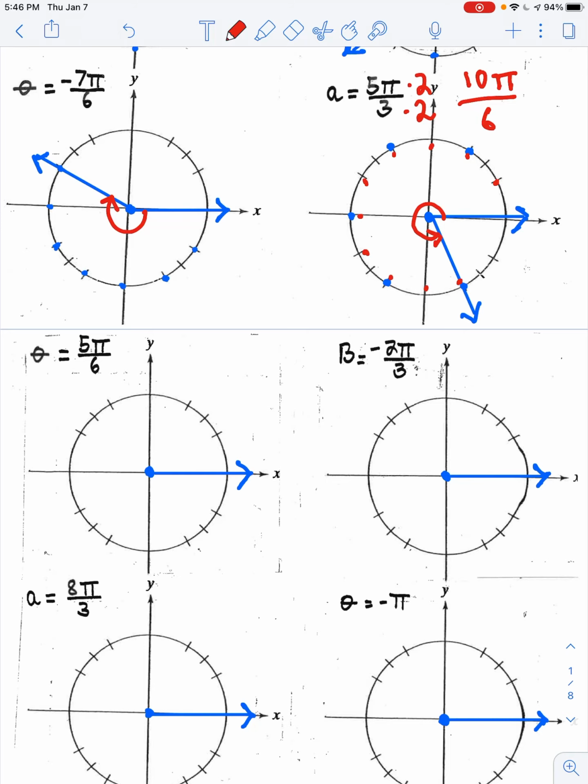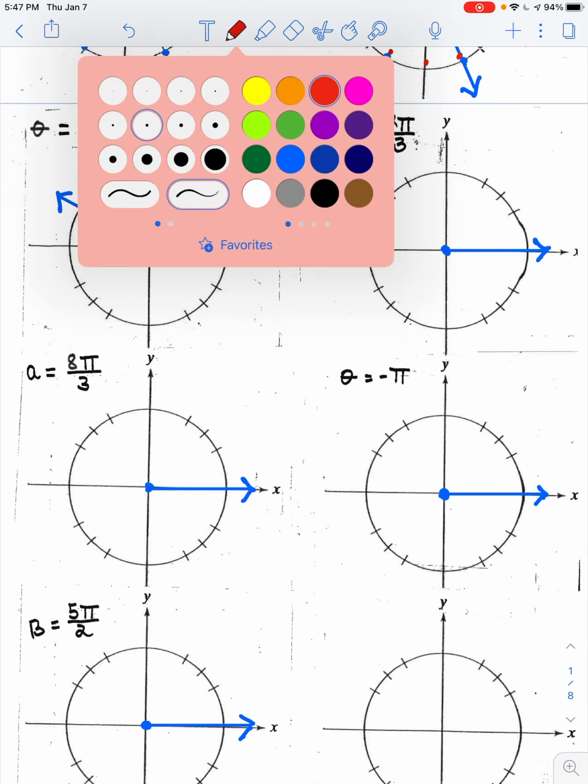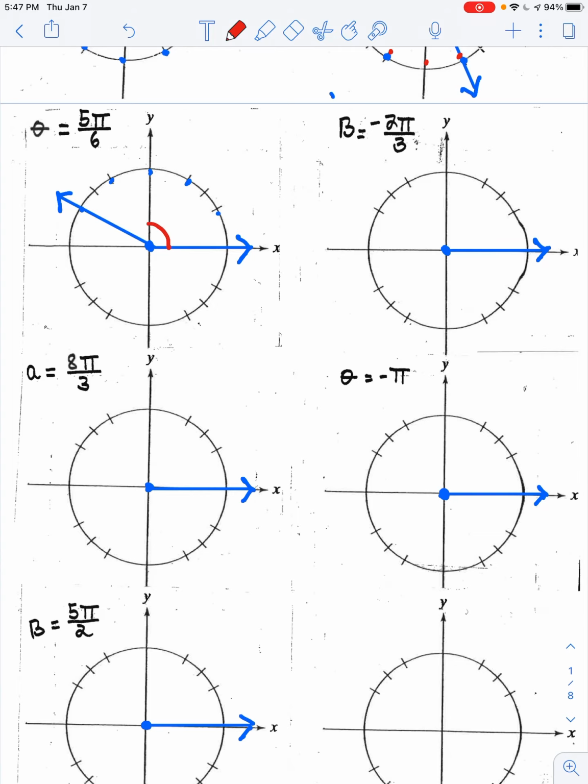All right, so now we're going to move down and do a few more. I'm going to try to go a little more quickly. 5 pi over 6, 1, 2, 3, 4, 5 pi over 6. And then we're going to do our rotation, which is counterclockwise.